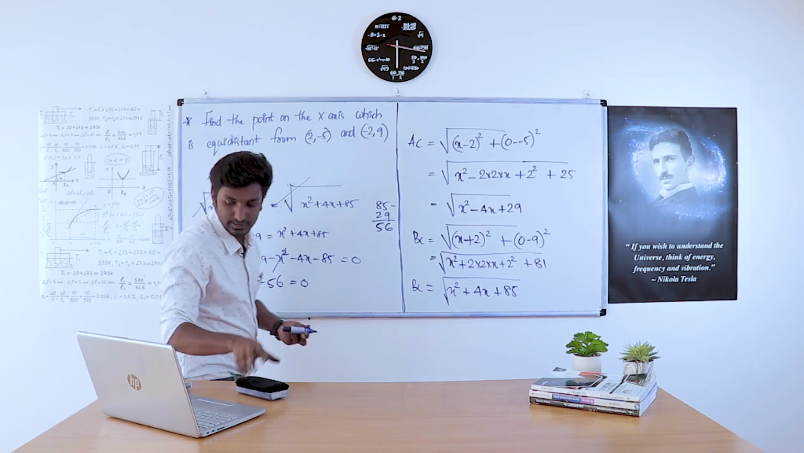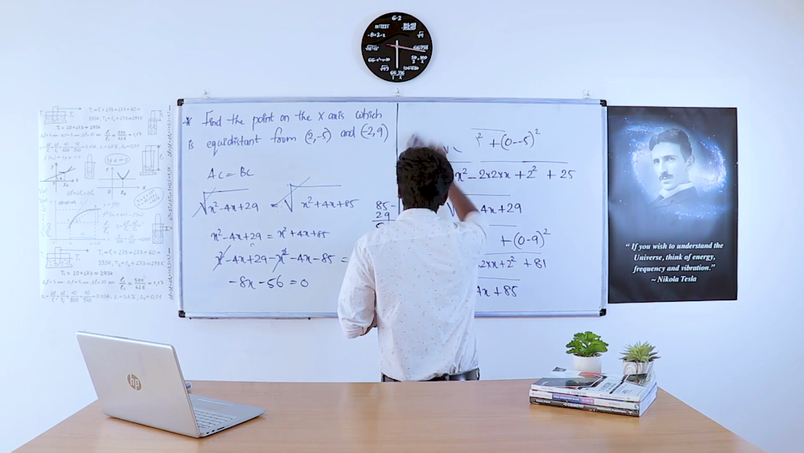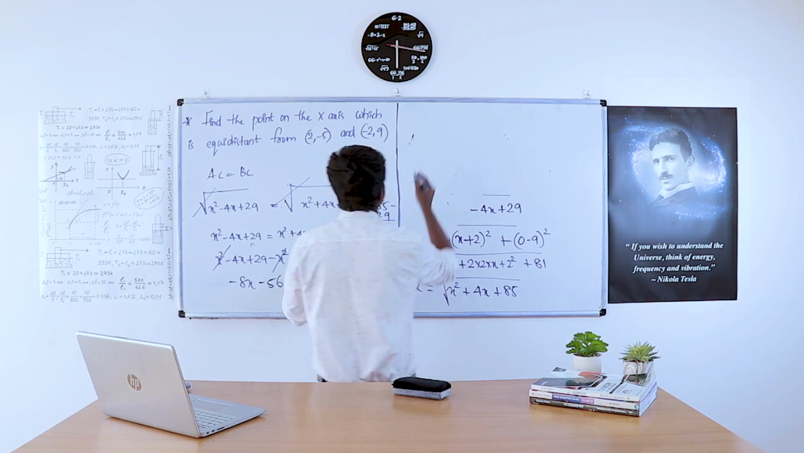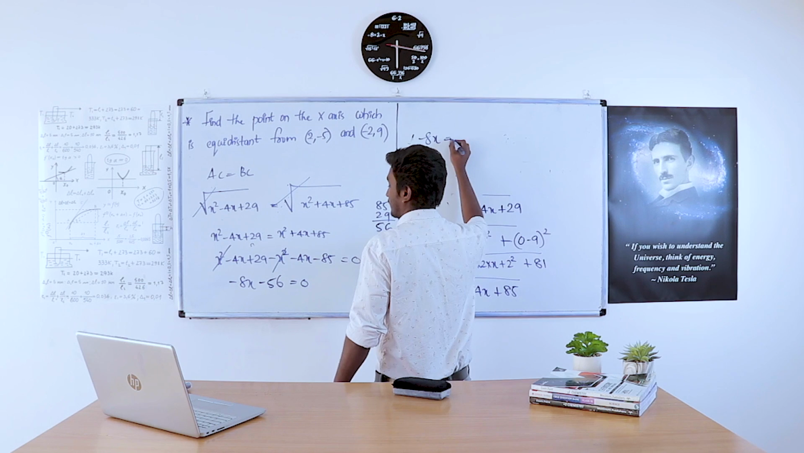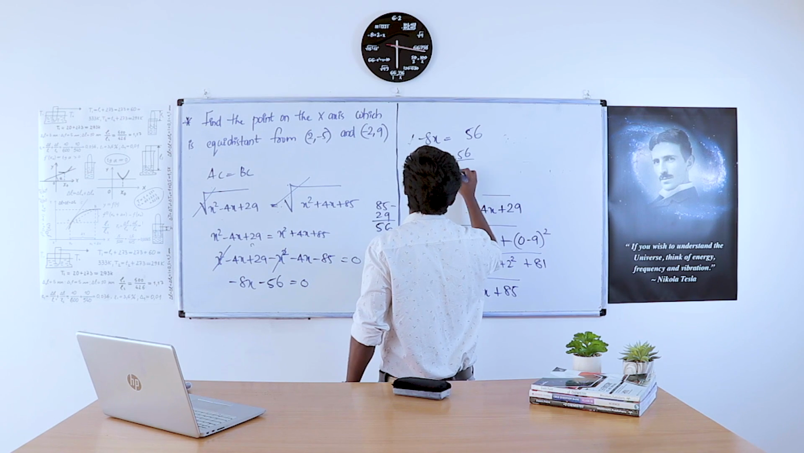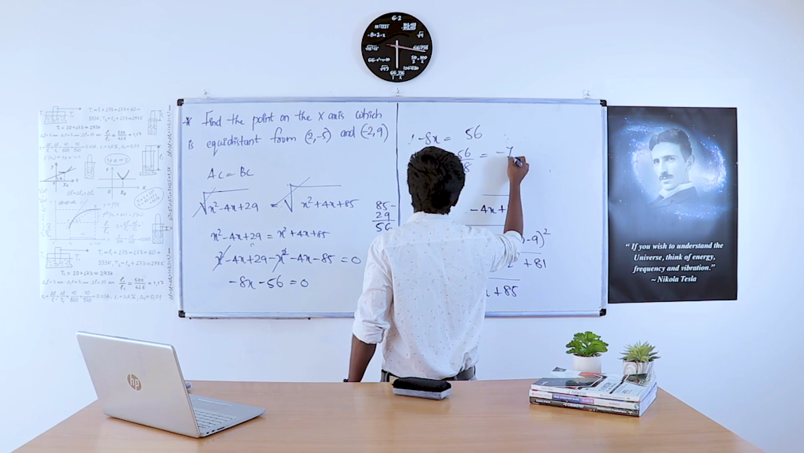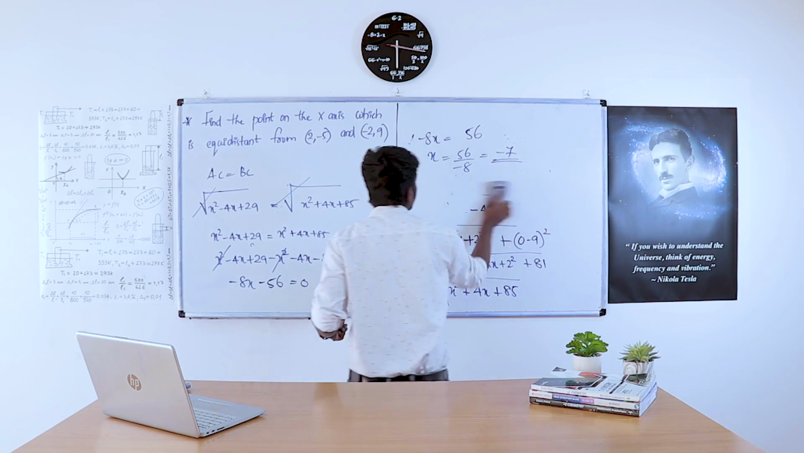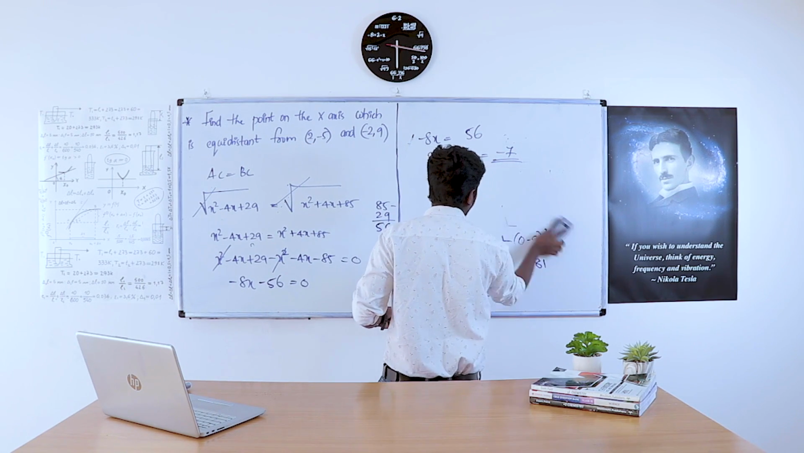Okay. Then we can write minus 8x is equal to minus 56. Minus 56 comes to the right side, it becomes 56. So x is equal to 56 by minus 8, which is equal to minus 7. So we get the x value.